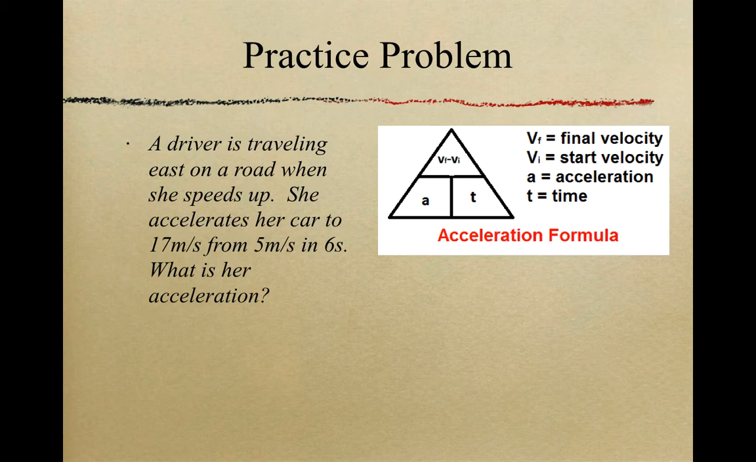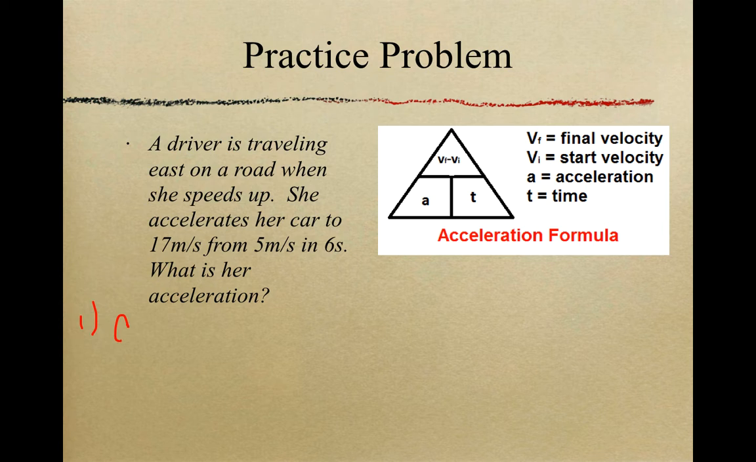So let's do a practice problem together. A driver is traveling east on a road. When she speeds up, she accelerates her car to 17 meters per second from 5 meters per second in 6 seconds. What is her acceleration? So step 1, again, please make sure you are doing all these steps. I can't figure out what you did wrong if you don't show me your work.